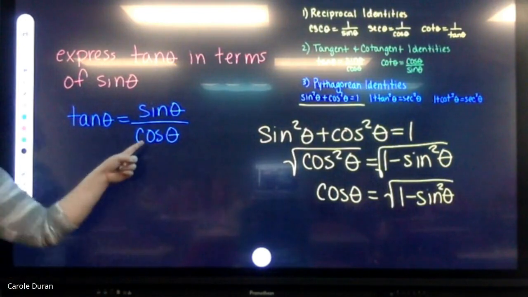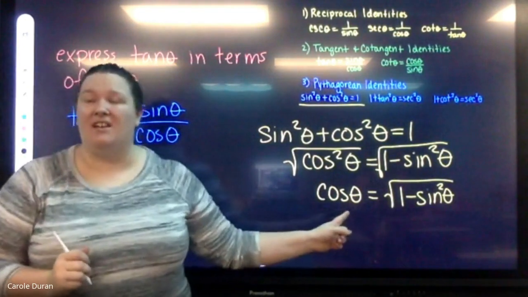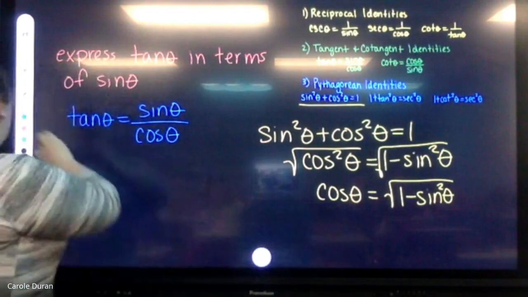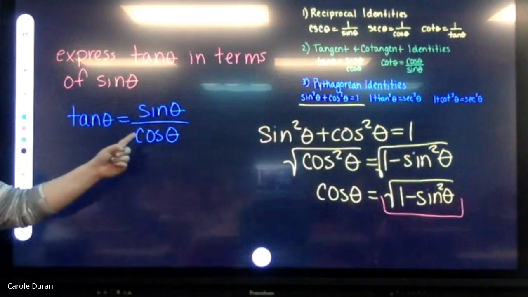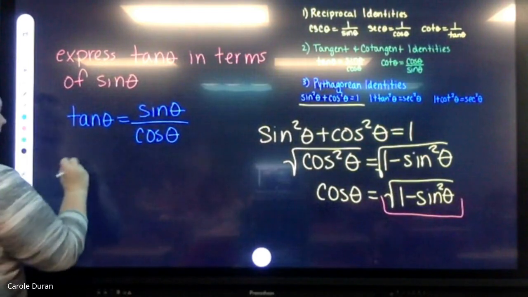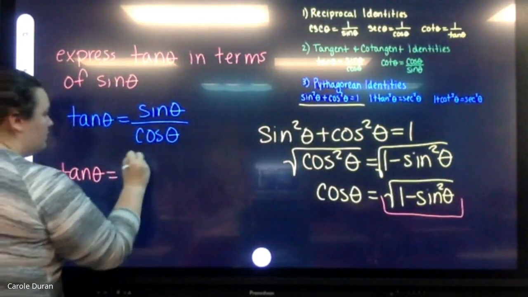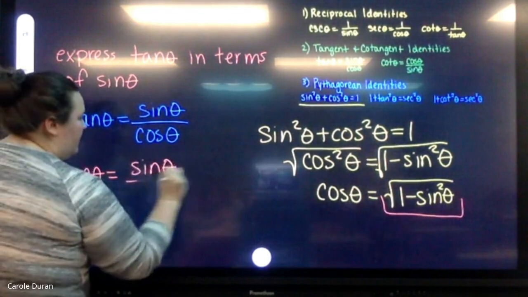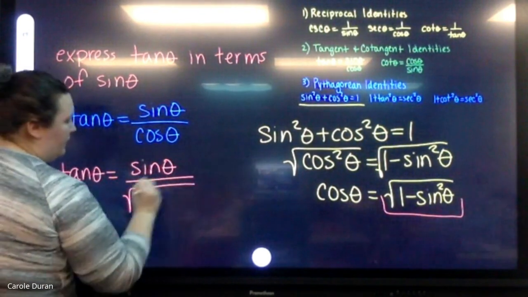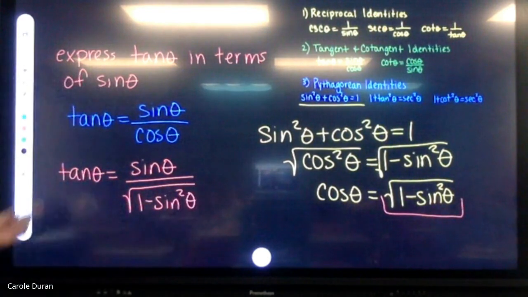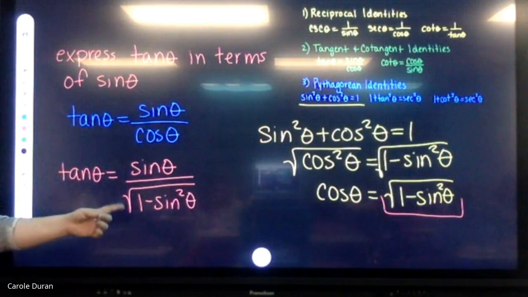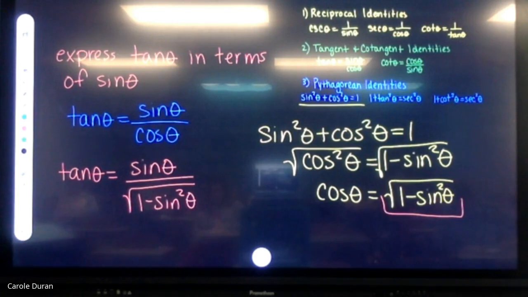I have a singular cosine here, and I have a singular cosine here, so I can now substitute. I'm going to take this square root and replace the cosine with it. So when I do that, I have tangent of theta equal to sine of theta over the square root of 1 minus sine squared theta. So now I have tangent in terms of sine. How do we feel about that? Great. That's it for that one.